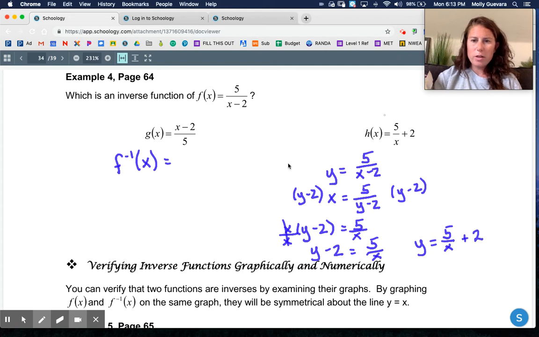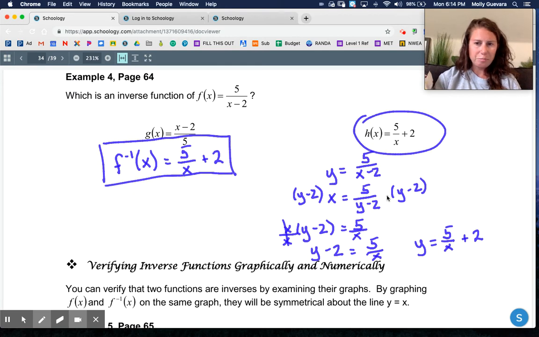So which one of those? So f inverse is 5 over x plus 2. So which one of these is the inverse? And it's my h of x. That's probably faster than plugging in f of x into both of these.